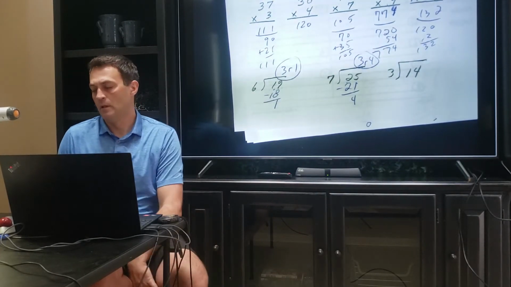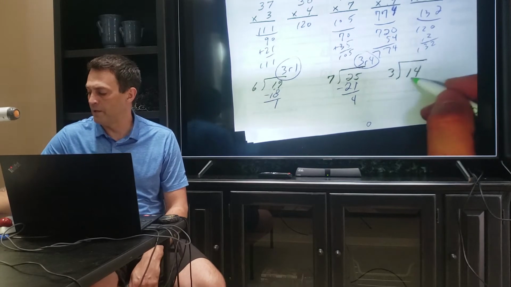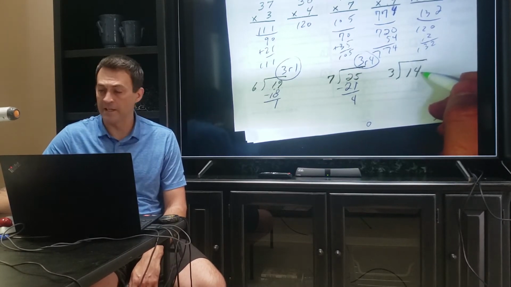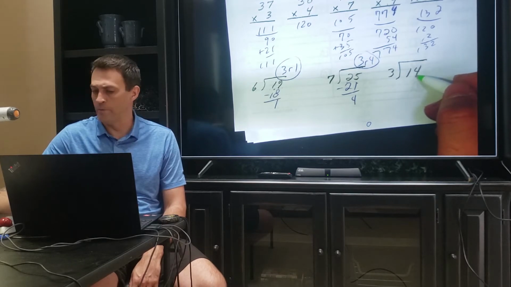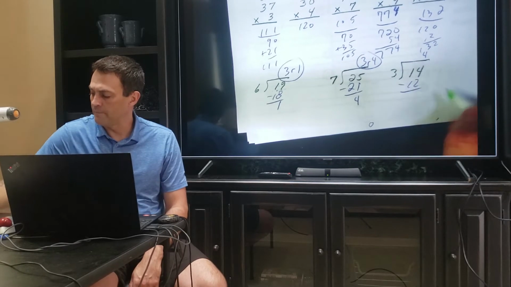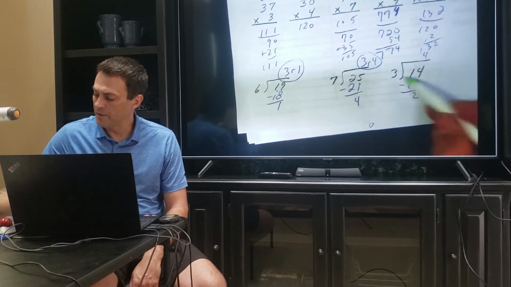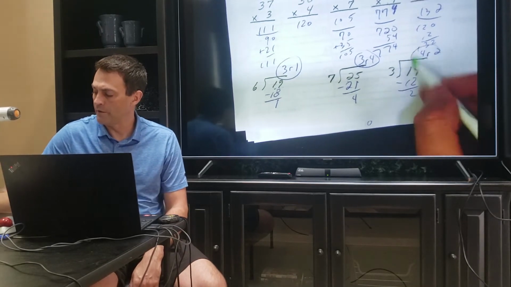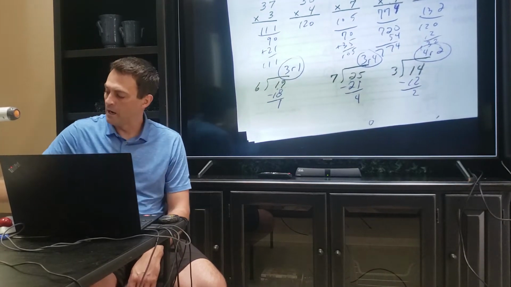Okay? All right, 3 into 14. 3 can't fit into 1, so we've got to go into 14. 3 times 4 is 12. That fits. Let's see. 3 times 5 is 15. That's too big. So 3 times 4 is 12. 14 minus 12 is 2. 3 can't fit into 2, so that's our remainder. 4 with a remainder of 2. All right, that's math for today.